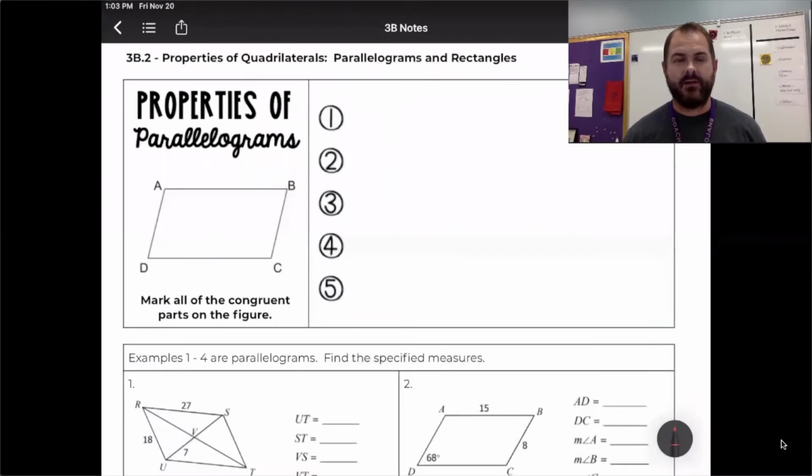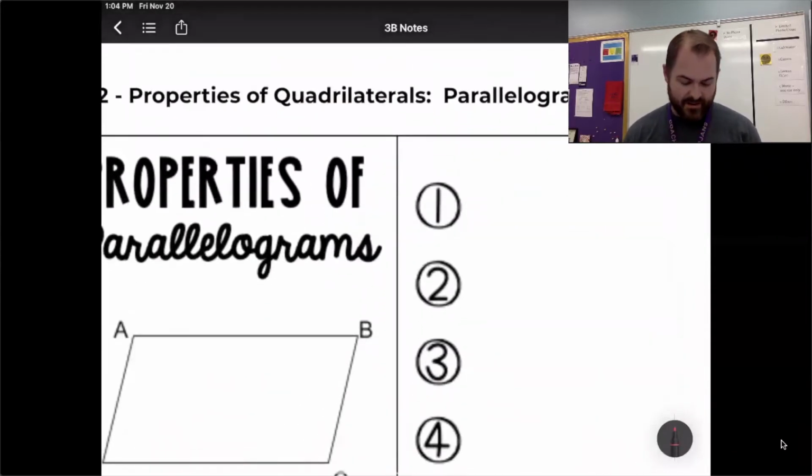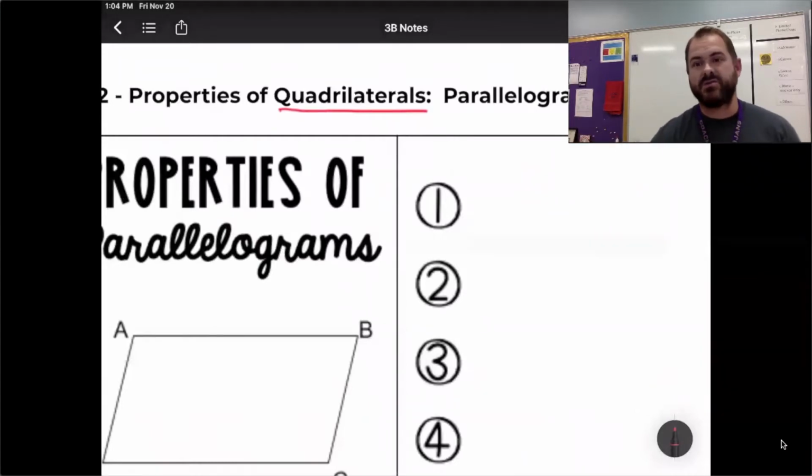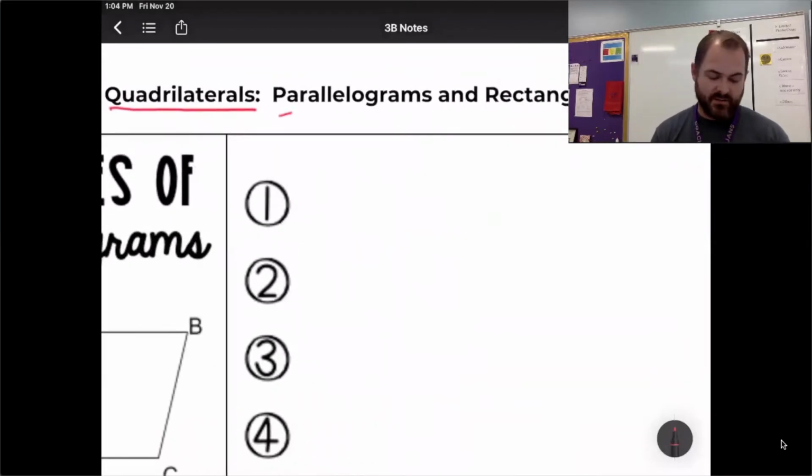In our lesson video today for day 3B.2, we are going to be identifying properties of quadrilaterals and specifically parallelograms and rectangles. As we study in this unit quadrilaterals specifically, remember quadrilaterals have four sides. There are some subcategories or special quadrilaterals we're going to be looking at. The first two are parallelograms and rectangles, and that's what this lesson is going to cover today.